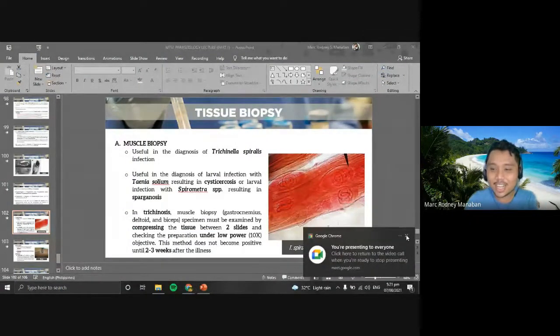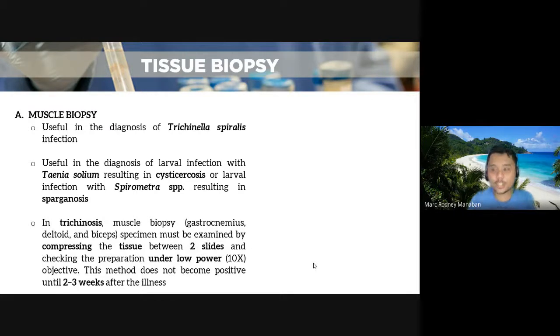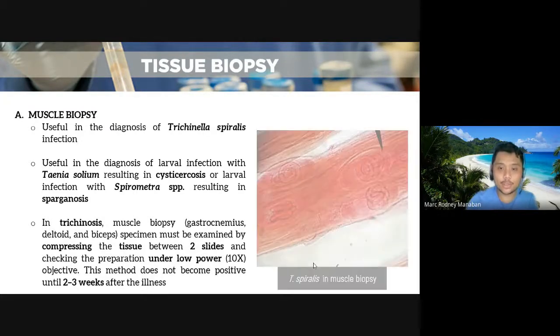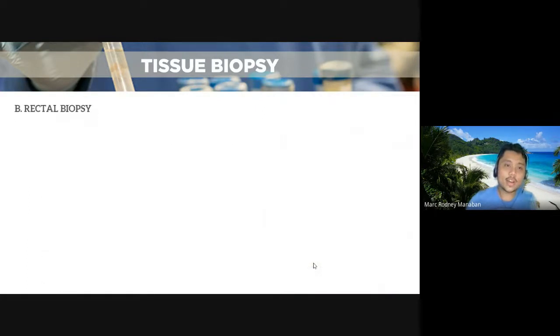So that's for muscle biopsy. Again, usually for Trichinella spiralis. But again, take note of the question. The larva of Trichinella spiralis is found in the skeletal muscles, but if adult, small intestine. Okay. Very good.